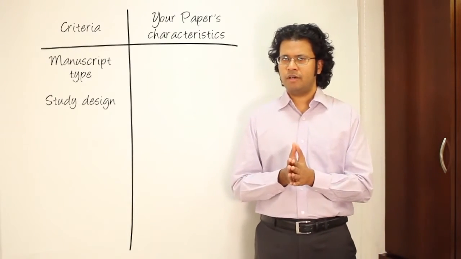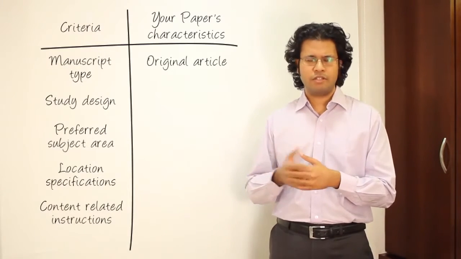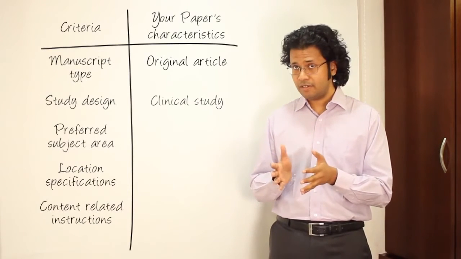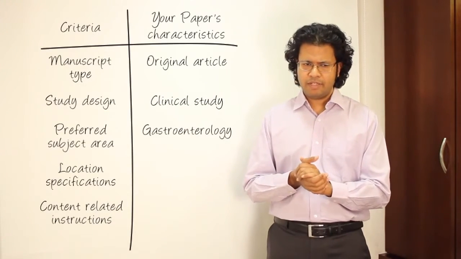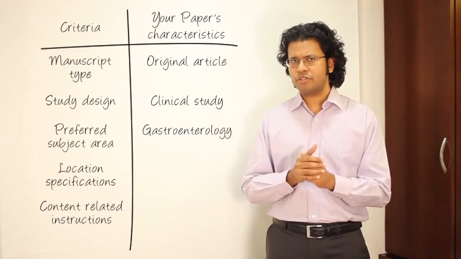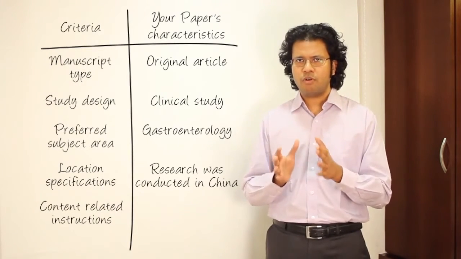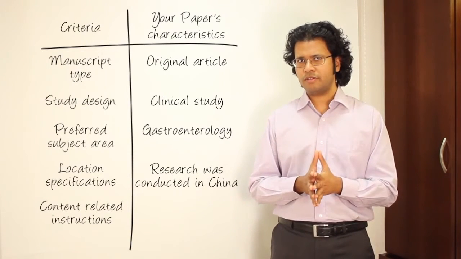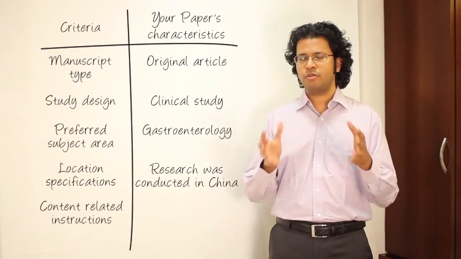So first, let us look at what your article actually is, the nature of the article. It is an original article and not a review article, and not a case study, and then it is also a clinical study, and it is on the subject of gastroenterology. And finally, the research, let's assume for the sake of this example that the research was conducted in China. So these are 4 qualities about your article. Now that we have these qualities ready, let us try to match your paper with the 5 journals that we have identified.